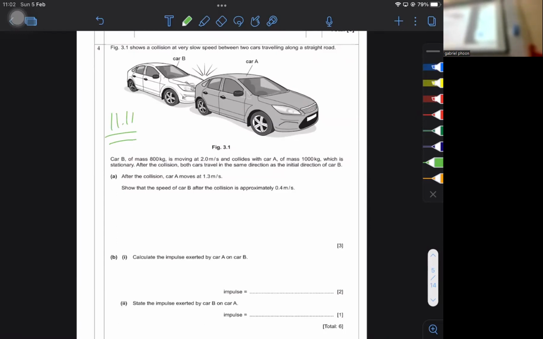What's the equation here? What's the principle that you're supposed to use for this question? So this is the principle of conservation of energy.